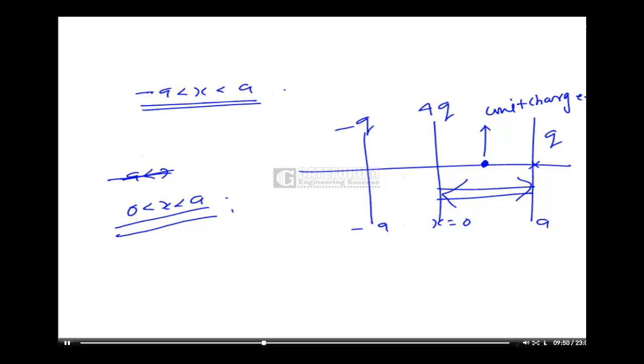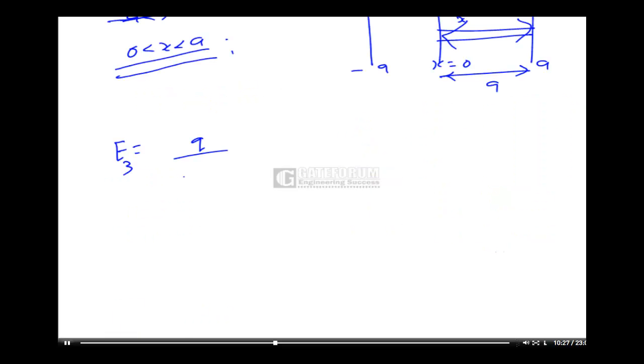So force on this due to q, like this, in this direction. Force on this due to 4q, like this. Force on this due to minus q, like this. So total electric field intensity, suppose this is E3, is equal to force on unit charge due to q, that is given by, so now from x is equal to 0 the distance is x. Total one is a, so this is now a minus x. So E3 is equal to q by 4 pi epsilon naught, a minus x whole square.